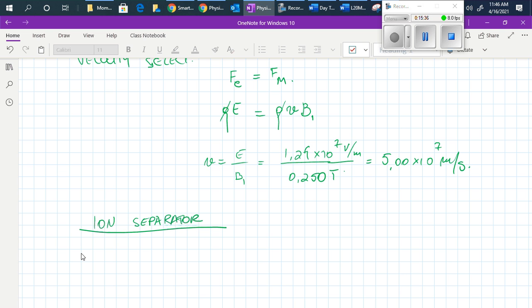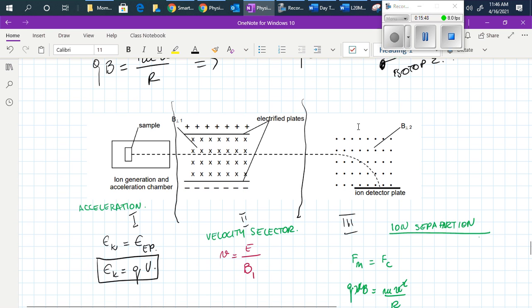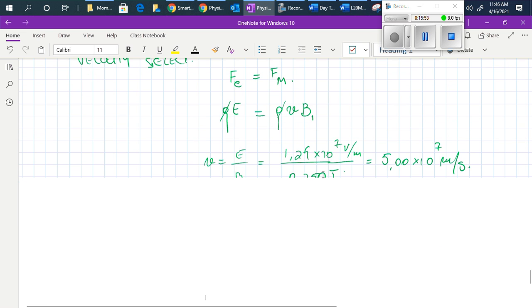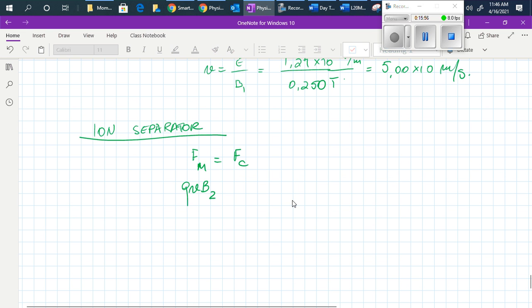As they are entering in the ion separator, magnetic force is equal to centripetal force, or qvB, and in this case it will be B2. Refer to the graph here, a simplified version of the mass spectrometer. qvB2 is equal to mv squared over r. So v is cancelled out, and then we find that r is equal to mv over qB2.